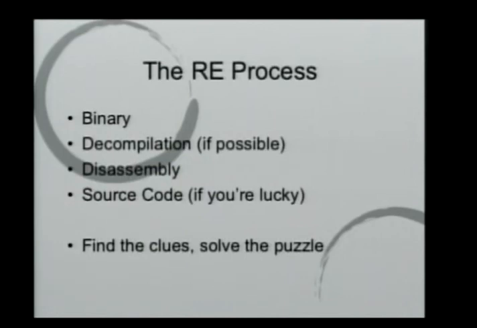A technique to get around that is called obfuscation, but it's not that tough to get around anyway. And if you can't decompile it, you disassemble it. So you dump it down to this series of opcodes. And at that point, you've actually got the source code.